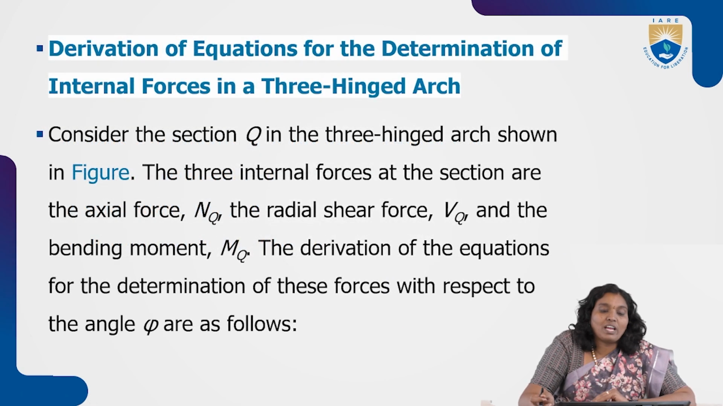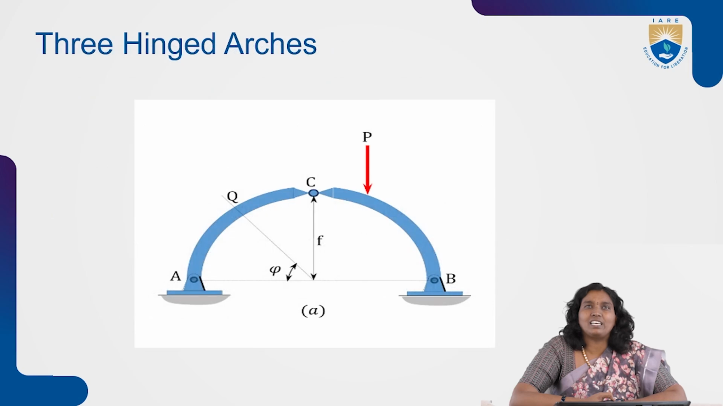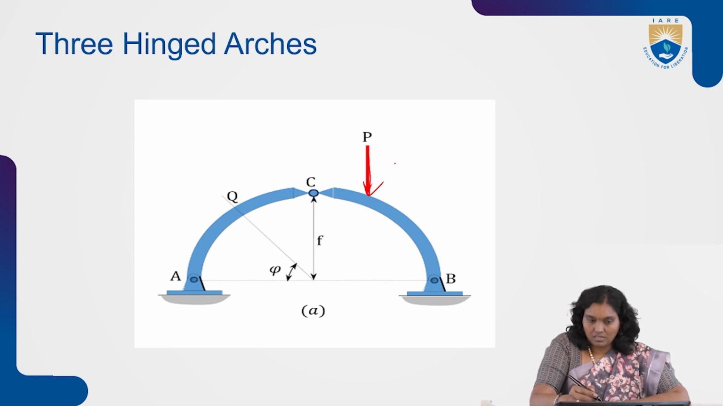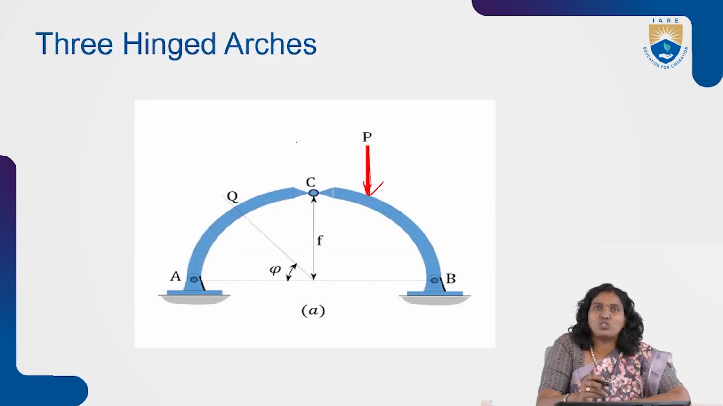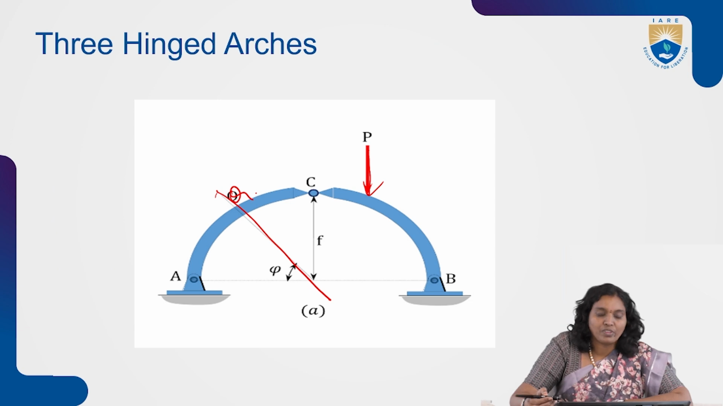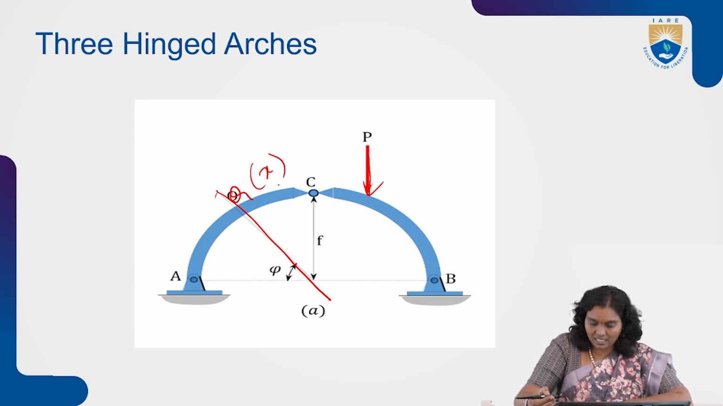So how do we derive these equations for determination of the internal forces in a three-hinged arch? Here we consider this three-hinged arch, and this is the point load, and we consider a section at Q or X. In some situations it is considered as X or Q. Here we are considering it in terms of Q. In some textbooks it may be X. We are cutting the section like this.